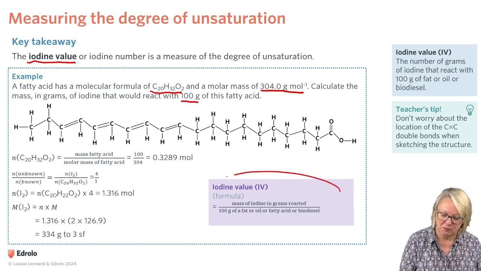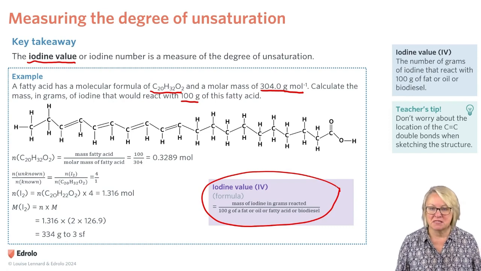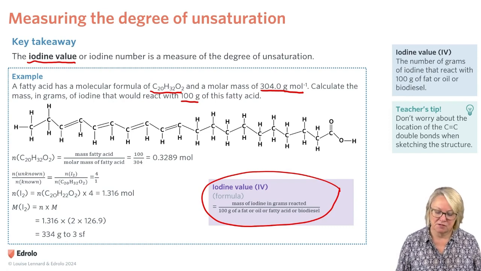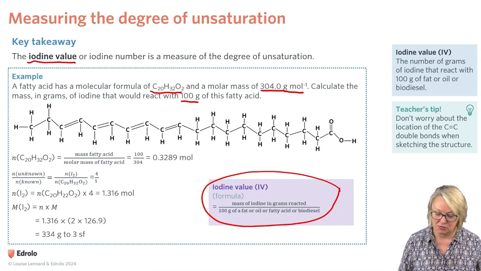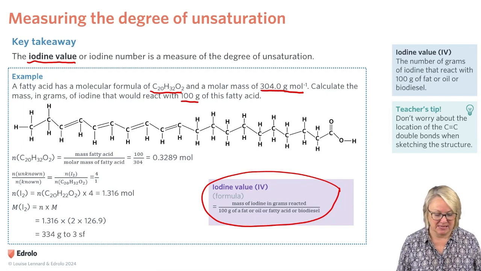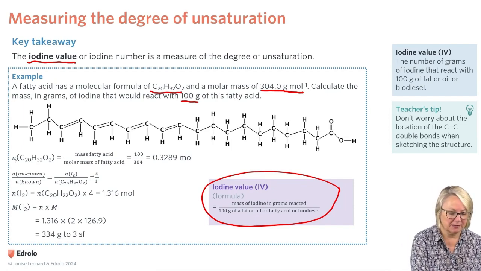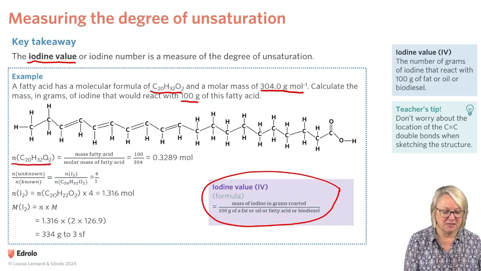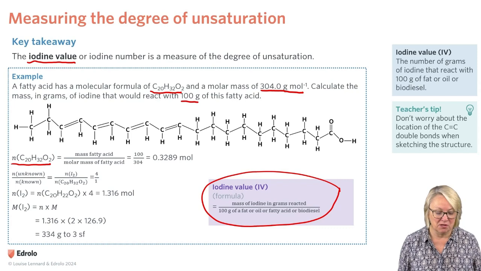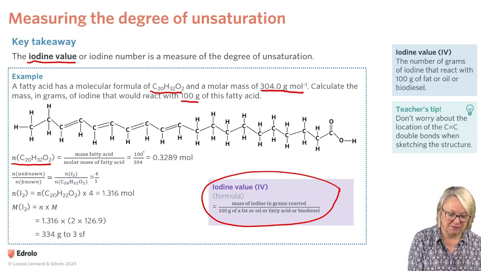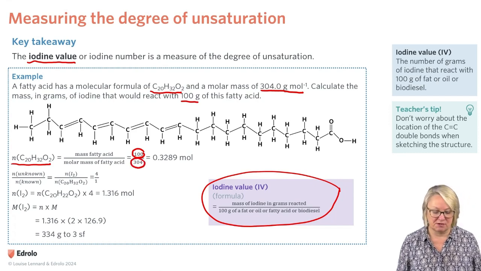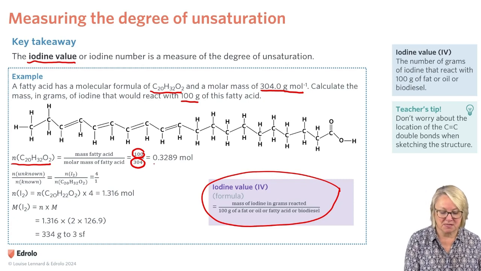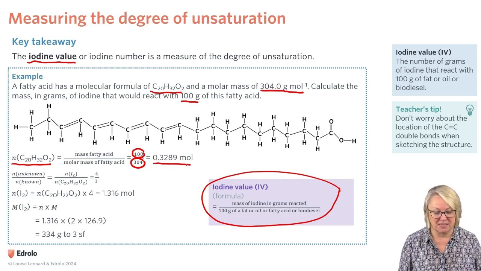acid. So the formula we're going to use is the mass of iodine in grams reacted divided by 100 grams of a fat or oil or fatty acid or biodiesel that's being tested. So our number of mole of our fatty acid is the mass of the fatty acid divided by the molar mass of the fatty acid. We have 100 grams of the fatty acid. The molar mass is 304.0 grams per mole. So that means the number of mole of the particular fatty acid is 0.3289 mole.